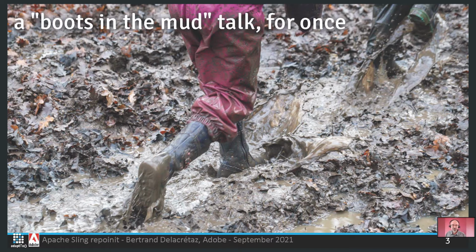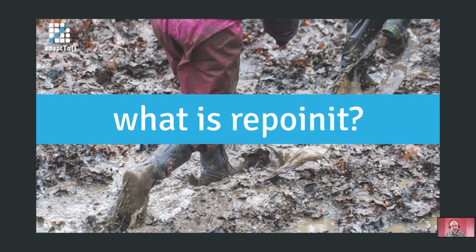So let's start. What is Repoinit? It's an Apache Sling mini language for content repository initialization. In theory, it should be independent of the underlying content repository implementation. Most of the language is pretty abstract, but some of it is JCR specific because Sling is mostly based on Oak JCR. So some of the Repoinit statements are clearly tied to JCR, but many of them are not.